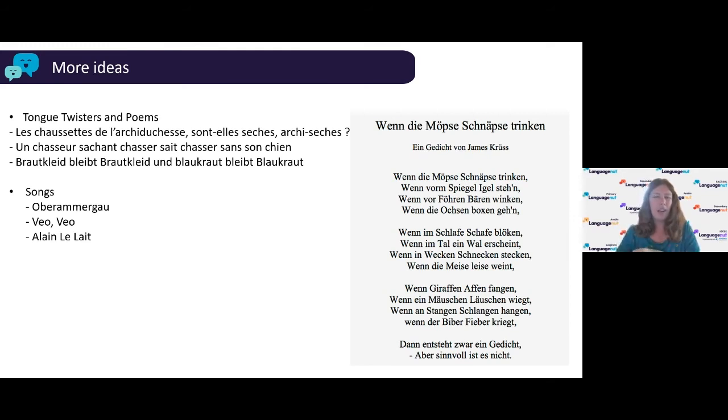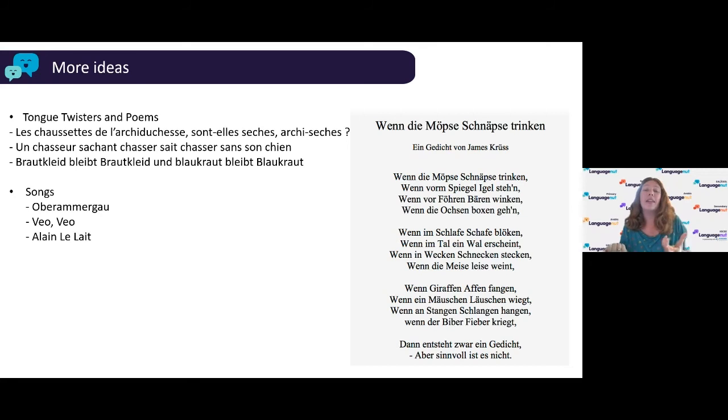So this is a poem I loved teaching with German, and it's a nonsense poem. So it doesn't matter if you're not a German speaker, but I'm going to read a little bit of it just to show you what I mean. This is also part of my agenda that German is a beautiful language. So it's a nonsense poem with some very strange images, but it just sounds really nice.